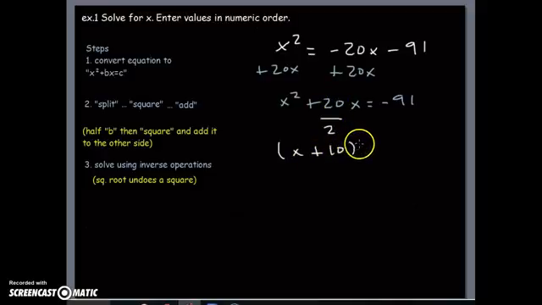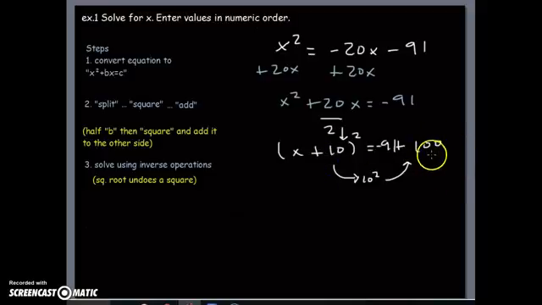Half of 20 is 10, and we're going to write it just like this. We just drop that 10 right here. Here's our division by 2, this is our split. Now we're going to square 10, so 10 squared, and add that to the other side. So 10 squared is 100, and then everything else is the same. So we've got negative 91, and we've added 100 to that side.